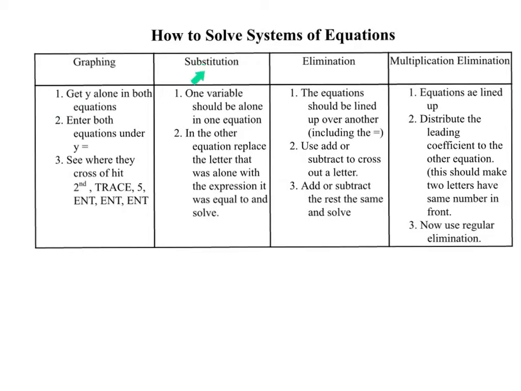Next method, of course, is substitution. If you get one variable already alone, or you want to get one by itself, like x equals the other stuff or y equals the other stuff, substitution is a great method. You then take that entire equation and replace it for the letter in the other equation, the other expression, and you set and solve. You'll figure out the one letter.